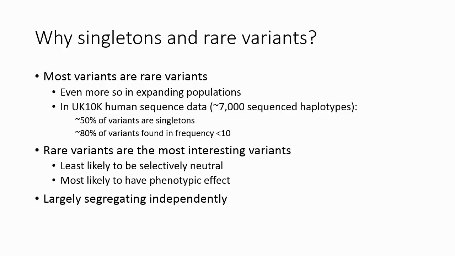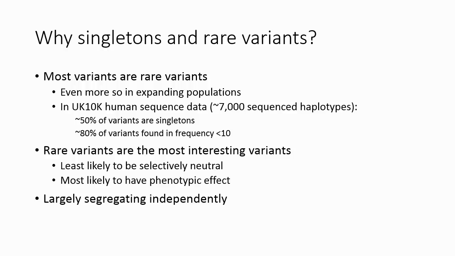Here's an example from the UK 10K. You go sample a whole bunch of British people and you sequence them. What you find is half of your variants are singletons. 80% of your variants you find in fewer than 10 out of 7,000 gene copies. It's a massive amount of data. And if you don't have a good way of analyzing them, you've thrown out a massive amount of data.